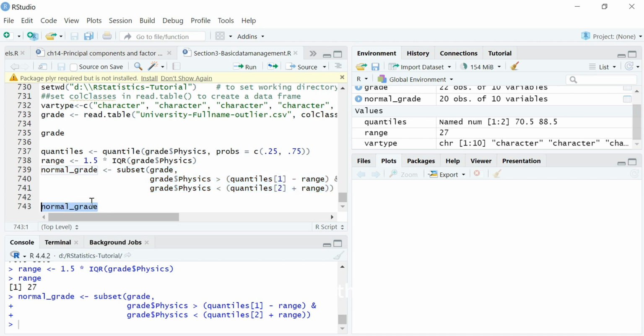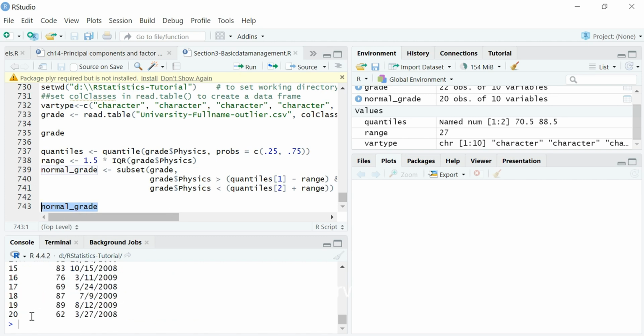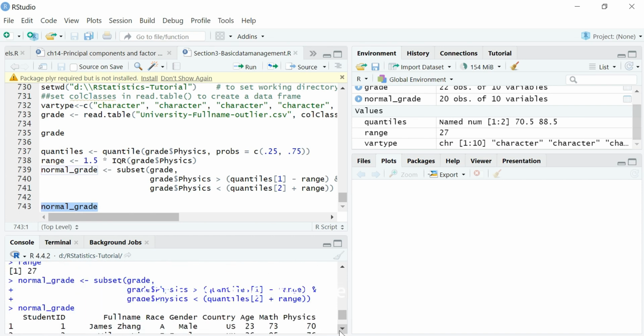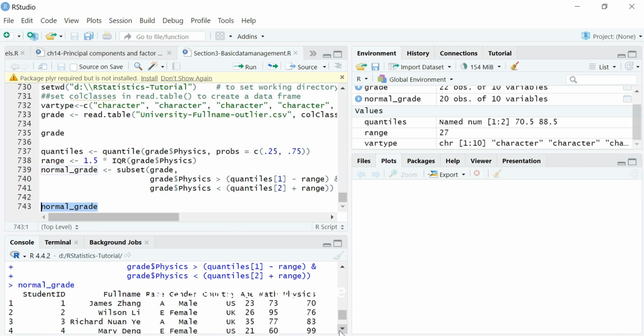So we show this final data frame, so the normal grades. Now, only 20 observations are left in the dataset after we have removed outliers.